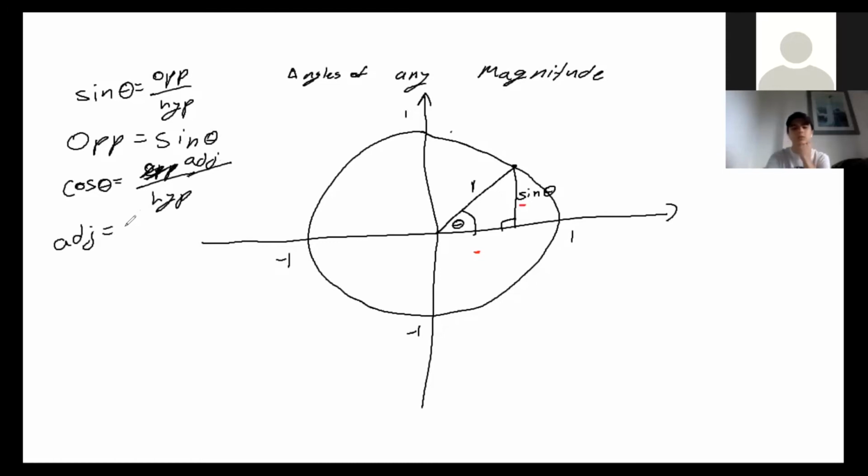So my adjacent equals? If my hypotenuse becomes 1, I don't worry about what's on the bottom. So I just get my adjacent equals cos theta, right? Yeah. Because adjacent over 1 is just going to be adjacent. So I get my y value is equal to sine theta, and my x value is equal to cos theta, right?